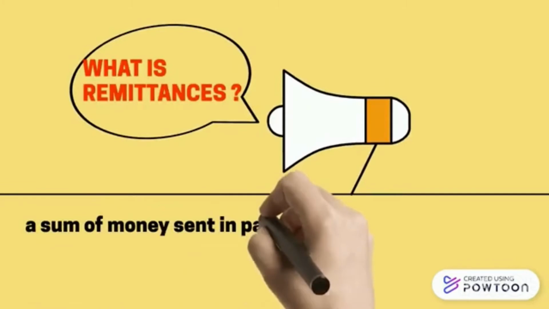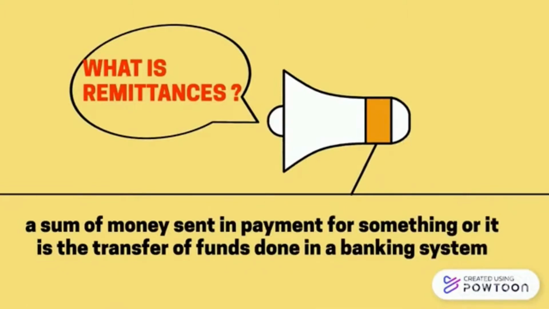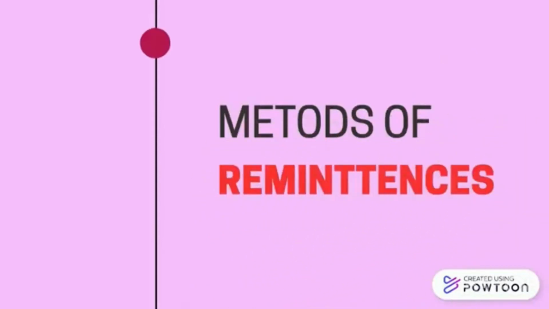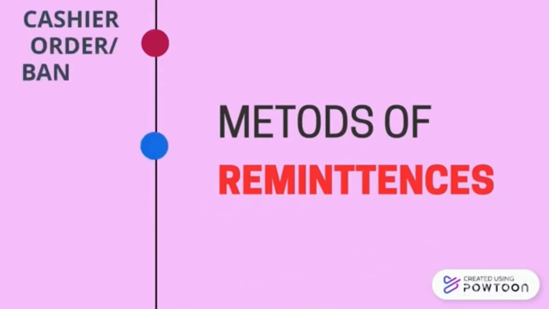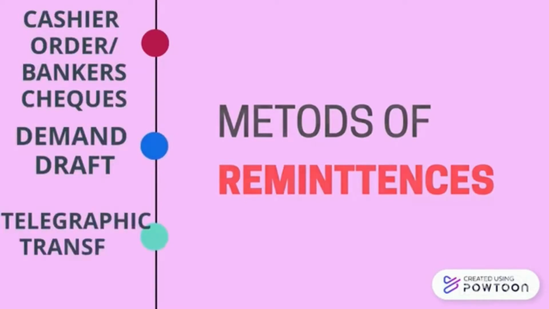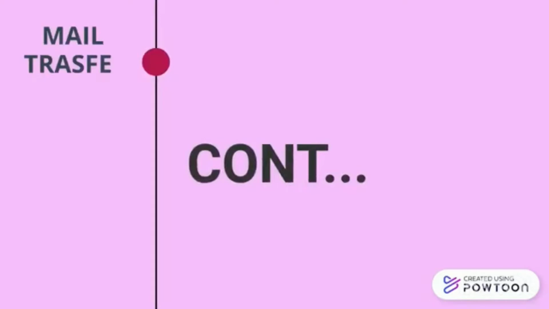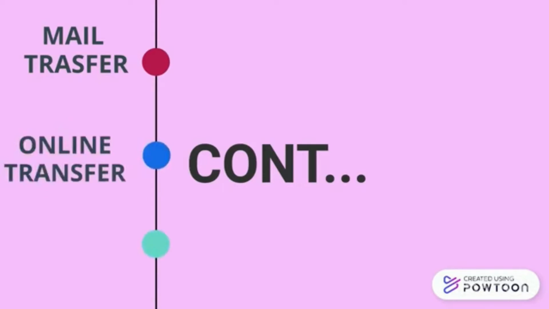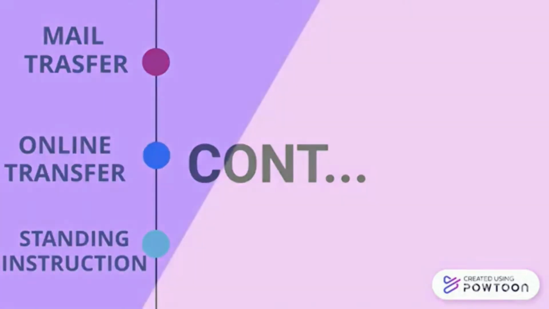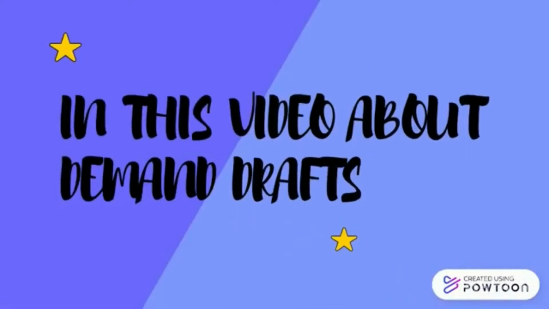What is remittance? Remittance is a sum of money sent in payment for something, or it is the transfer of funds done in the banking system. There are six methods of remittance: cashier's order, banker's check, demand draft, telegraphic transfer, mail transfer, online transfer, and standing instructions. This video is about demand draft.